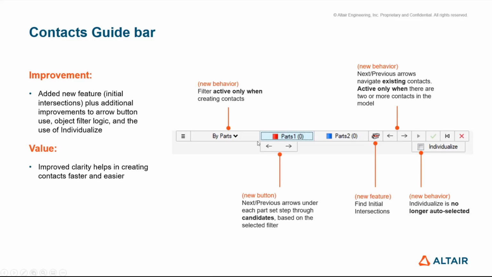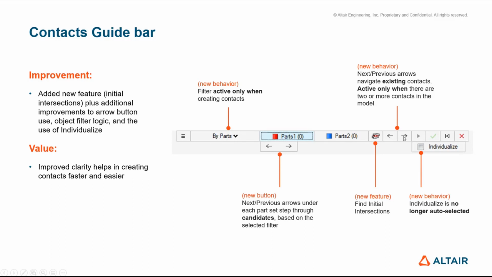We've made improvements to the contacts guide bar in terms of the workflow. Previously, these buttons didn't have much logic in them. If you were navigating through existing contacts, the filter was still active and things like that. So we've built in more logic that is really identifying what the user is doing. Are they editing an existing contact, or are they creating one? So with that in mind, if we're navigating existing contacts, we deactivate the filters, for example.